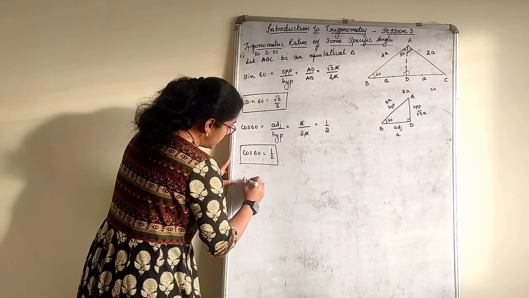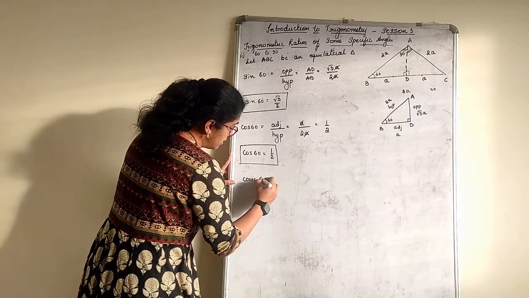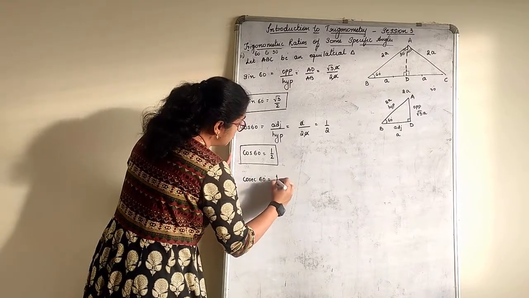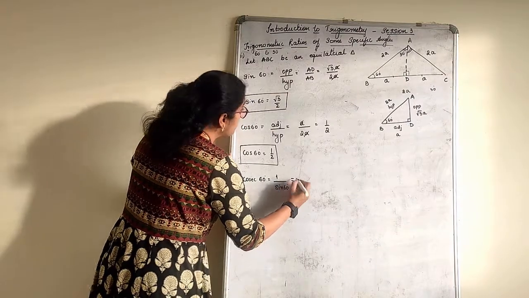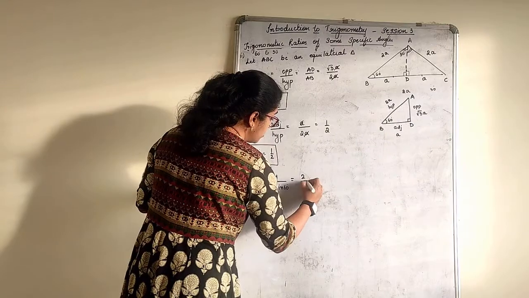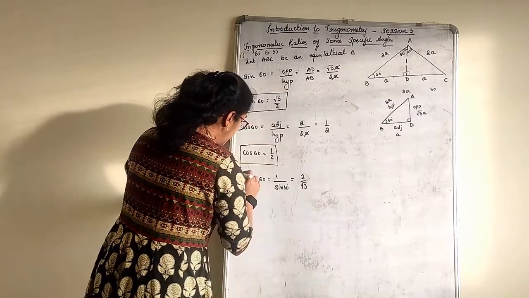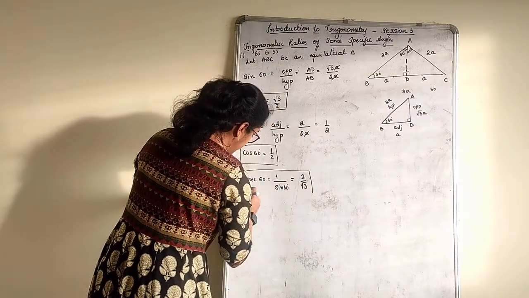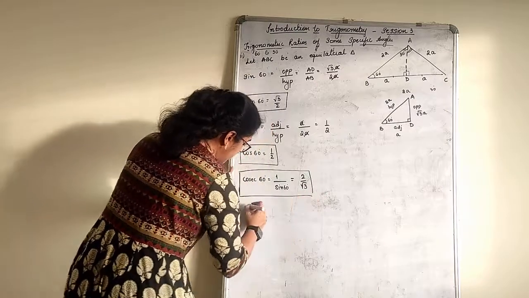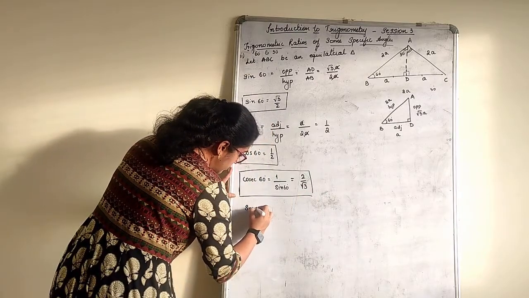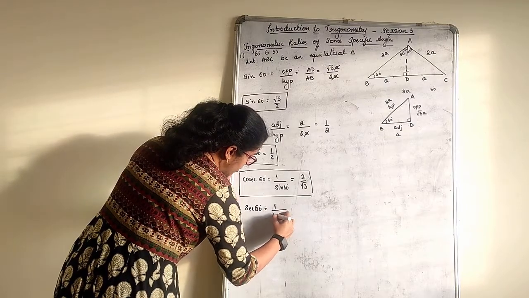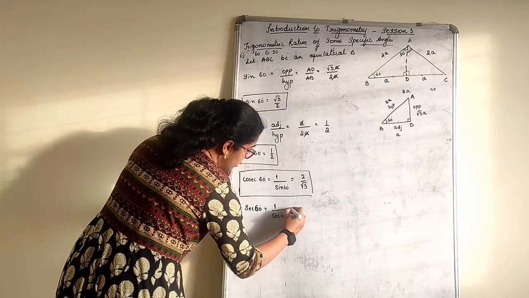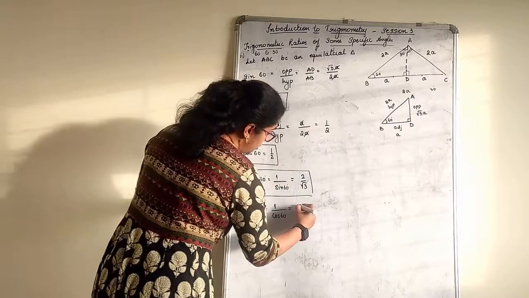Now cosec 60 is equal to 1 upon sine 60. That is equal to 2 by root 3. Reciprocal. Next is sec 60 is equal to 1 upon cos 60, that is equal to 2.